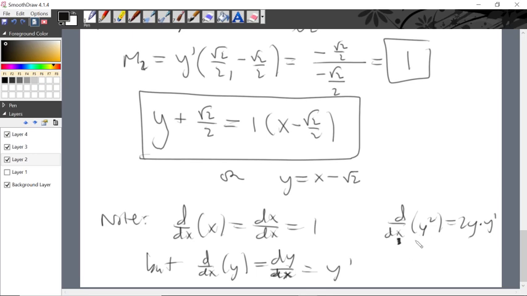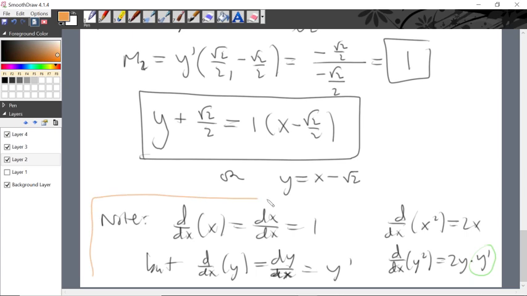Compare that to when we take the derivative of x squared, right? So the derivative with respect to x of x squared is just 2x. But the derivative with respect to x of y squared is 2y, then we tag on by the chain rule times y prime. That's the implicit differentiation right there. It's the chain rule in action when we don't have y solved as an explicit function of x, but we're trying to take its derivative with respect to x. Okay, so a note there.